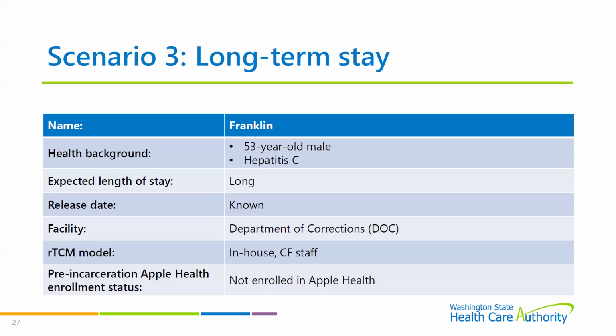And so in this case, the targeted case management model is going to be in-house correctional facility staff, right? So the correctional facility has decided that they're going to provide this service themselves, whether that be with their medical staff or they're hiring staff to do this. They're providing it, and that's the model that they've adopted. But in this case, Franklin is not enrolled in Apple Health. And this could be simply because of the time frame he's been incarcerated, or it could be that he just didn't have coverage before he went in. I know that there's a thought that everybody has active coverage, but working in the ER, I saw a lot of individuals who did not have any active coverage. So in this case, Franklin does not have any active Medicaid coverage.